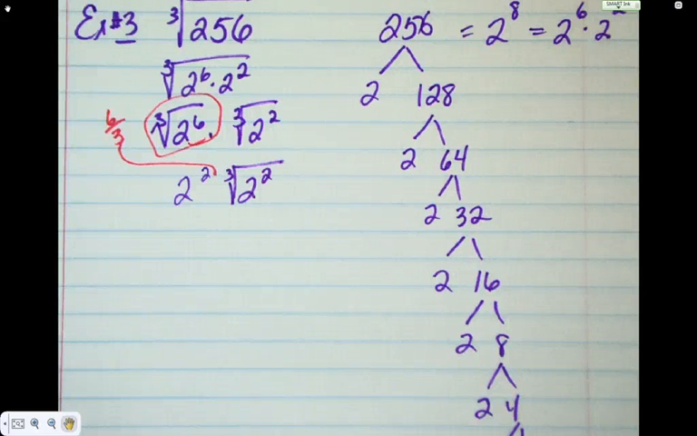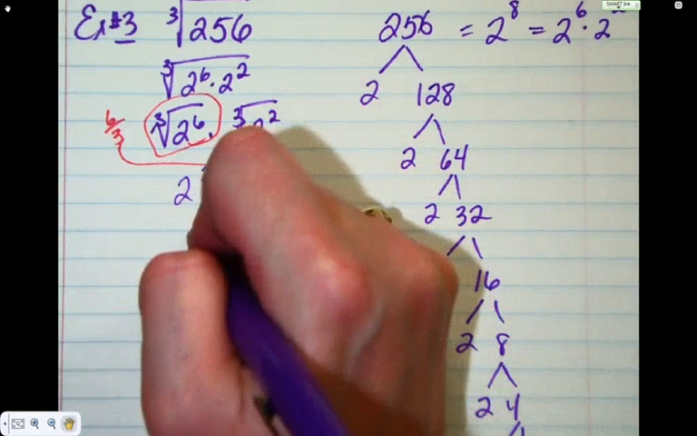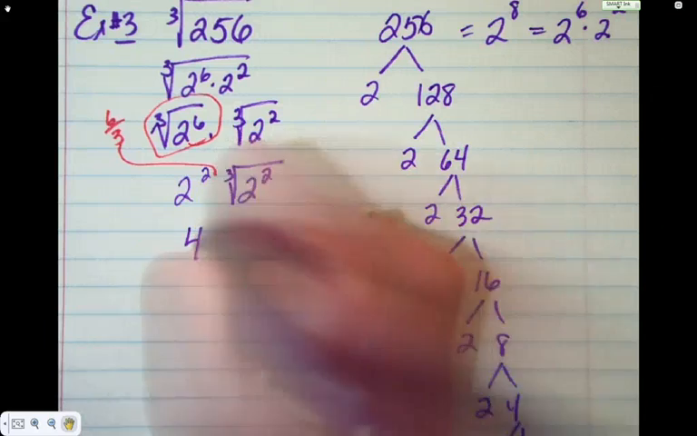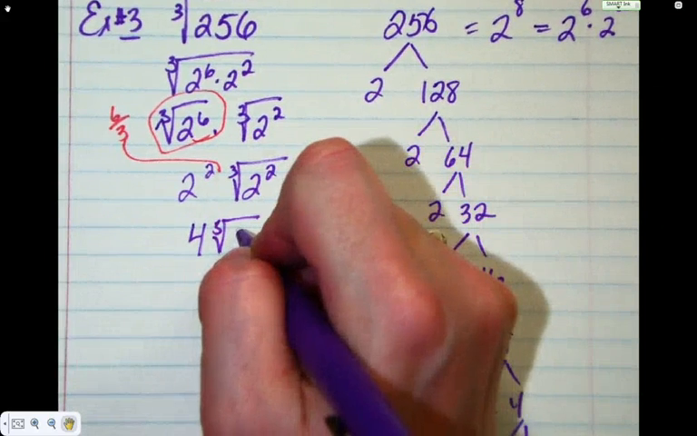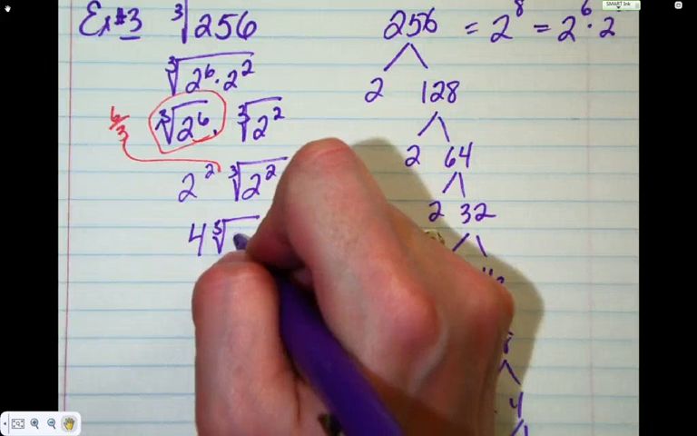And last thing, I'm just going to evaluate those exponents because I wouldn't leave 2 to the 2. What would I write instead of 2 to the 2? 4. And then under the cube root, I have 4.